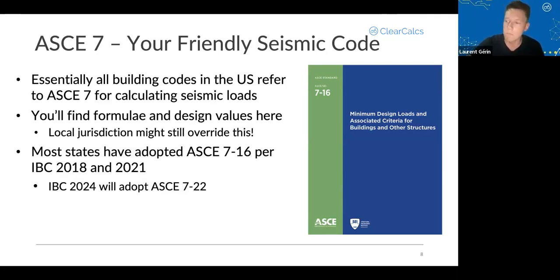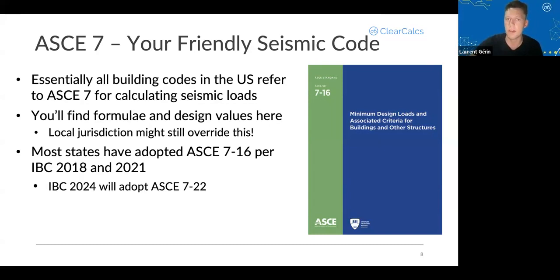Now, in most states right now, ASCE 7-16, the 2016 edition, is the one that's being used. The reason for that is that most states right now are using the International Building Code 2018 or 2021, which both refer to this one. Coming up soon, though, in 2024, a few months from now, IBC 2024 is going to be adopting the next edition, ASCE 7-22.